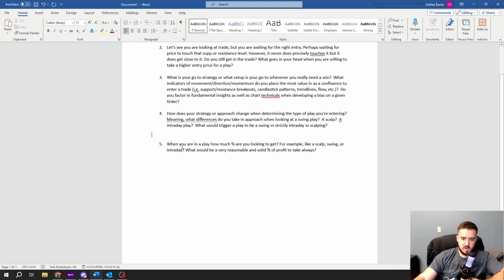Okay, here's a pretty good one. When you're in a play, how much percent are you looking to get? For example, when you scalp, swing, or intraday, what would be a reasonable and solid percent profit to always take? So this is very dependent on the size of your portfolio, right? Depending on how many contracts you're able to buy, how much you're willing to lose. All of this is very, very dependent on the size of your portfolio.